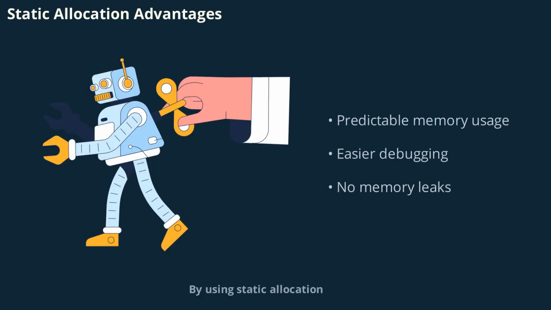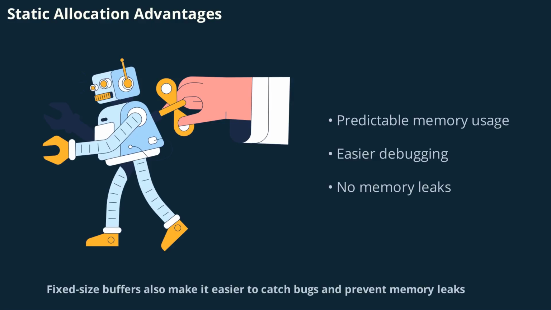By using static allocation, you know exactly how much memory your program will use at compile time. This predictability is essential for embedded systems where resources are limited and reliability is paramount. Fixed-size buffers also make it easier to catch bugs and prevent memory leaks.